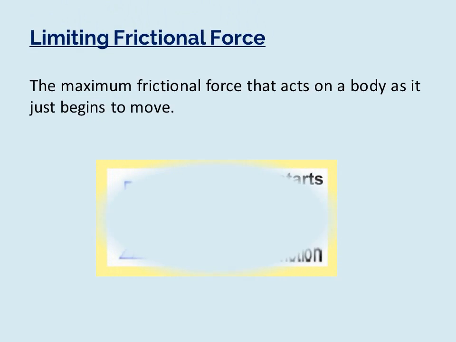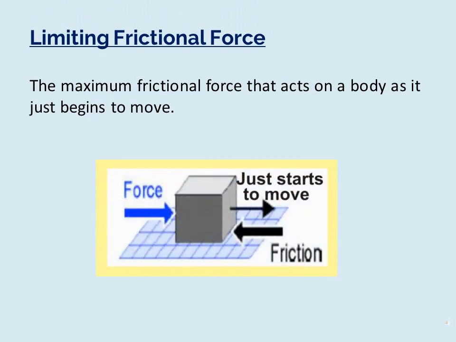Now, on the object, the force that you apply, you are going to increase. When you increase the force, the frictional force will also increase. But the maximum frictional force that acts on the body will not exceed its maximum level. So up to that maximum level, the friction can increase. Until then, the object will not be moving.